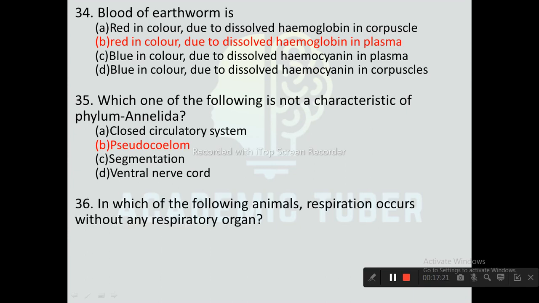In which of the following animals respiration occurs without any respiratory organs? And the options are frog, fish, cockroach and earthworm. And the correct option is earthworm, as the earthworm respires through their general body surface, or we can say skin.